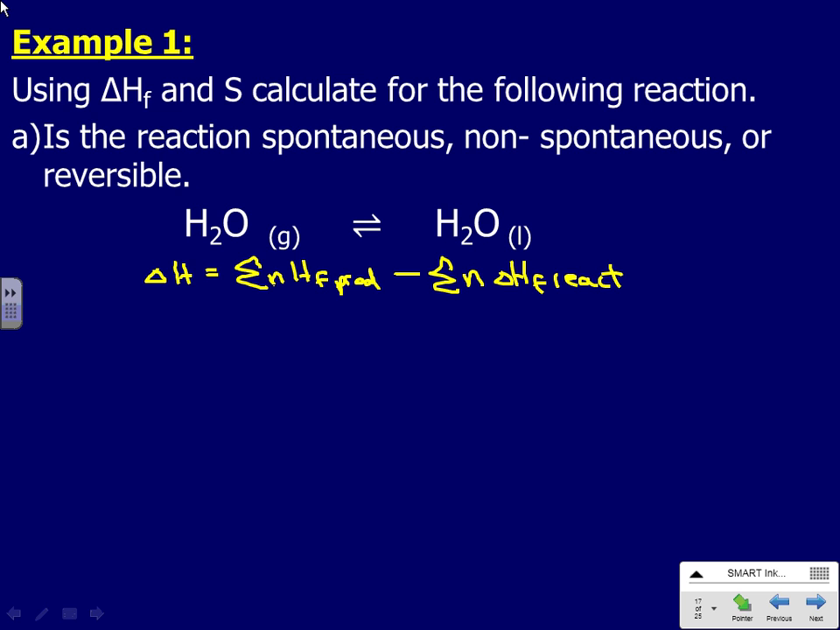This one's nice and easy. You're looking for H2O liquid versus H2O gas. It's a small one, but it's still a chemical reaction. It's a physical change, but again, the product, 1, probably no need really to write that. And now I need that heat of formation of H2O liquid.